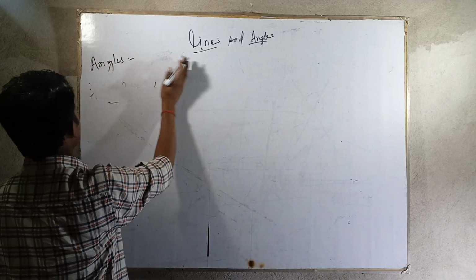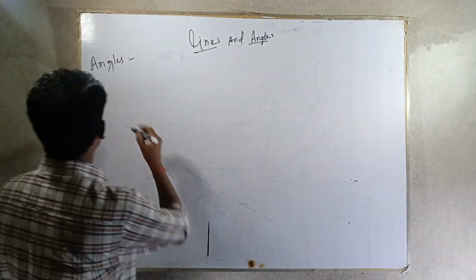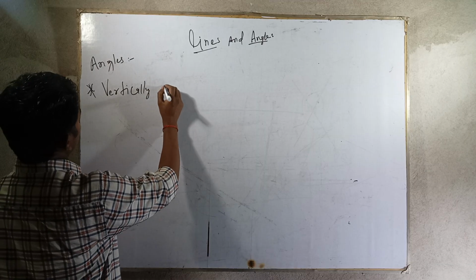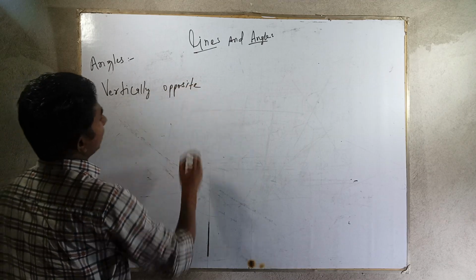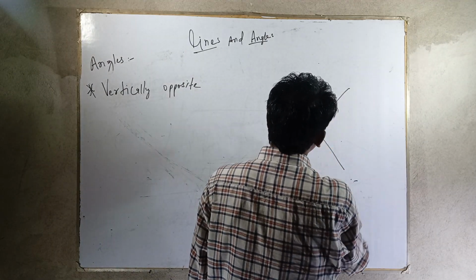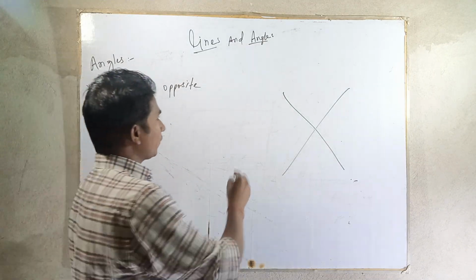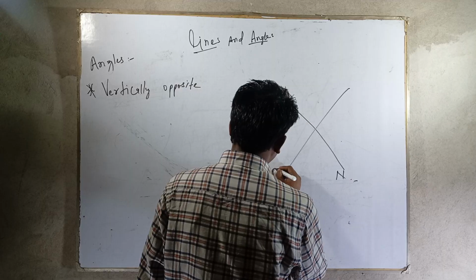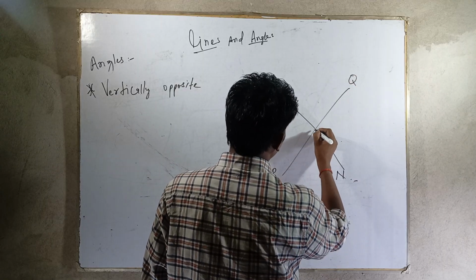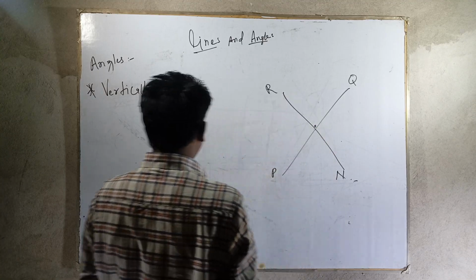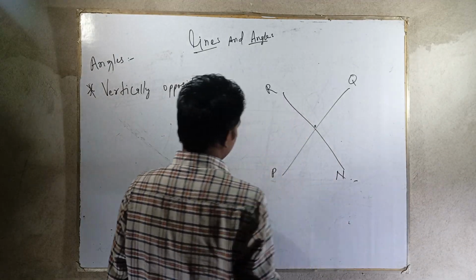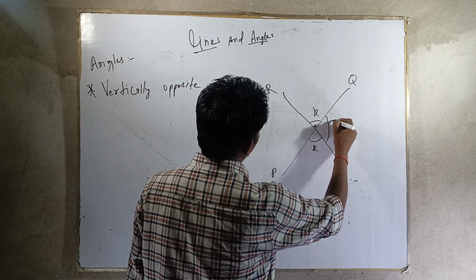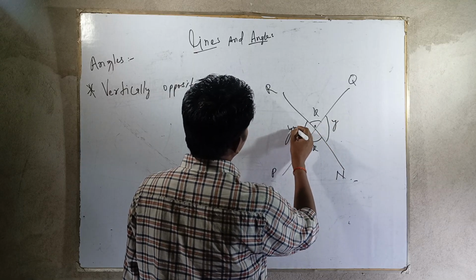Next one is vertically opposite angle. Suppose two line segments intersect each other, suppose this is line segment RN, and it is intersected by PQ, and the point is O. It intersects at point O. Suppose this one is X, then this one will also be X. If this one is Y, then this will also be Y.